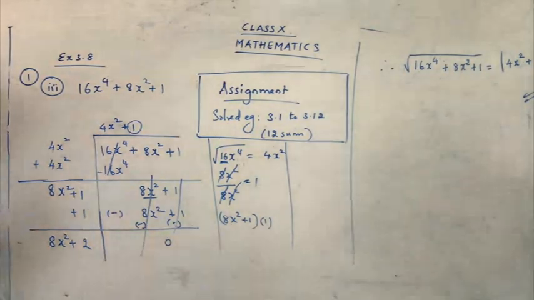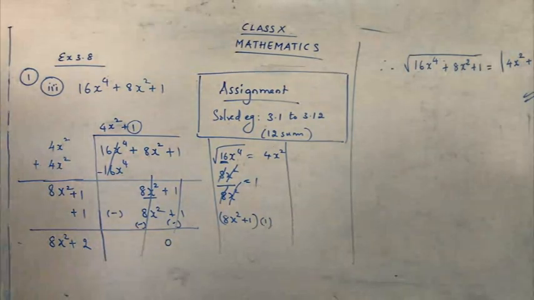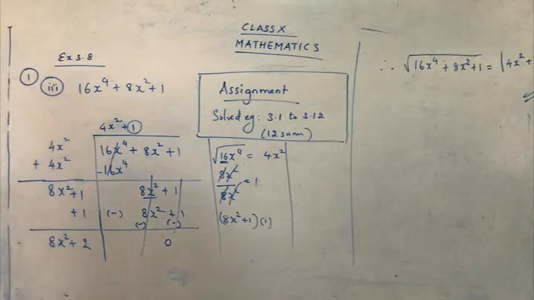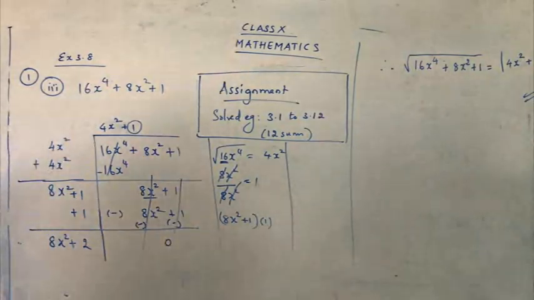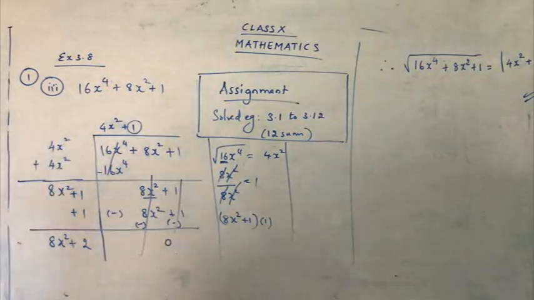So first of all, learn how to find the square root by division method. So I hope the third part is clear to you. It's a very simple sum. The only thing is you have to just follow the steps. Follow the steps and you get the answer. Okay. Take down the next question.